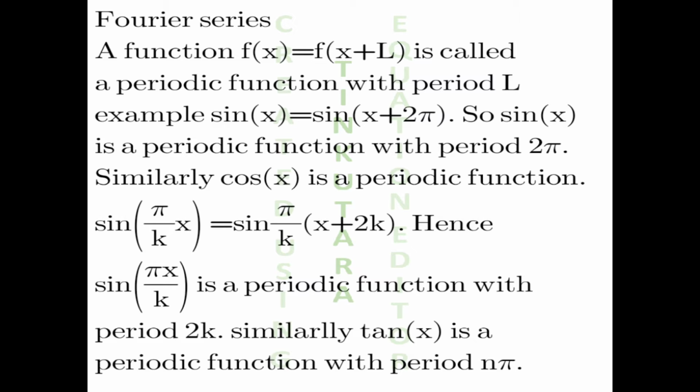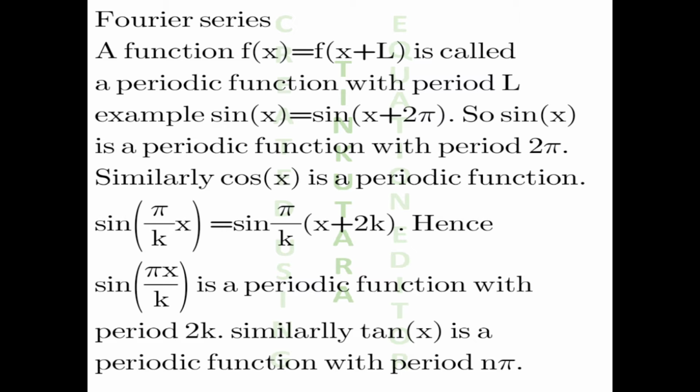For example, x is equal to 30 degrees, or x is equal to pi by 6. You may note that sin of pi by 6 is equal to sin of pi by 6 plus 2 pi. So after every interval of 2 pi, the value of the sine function repeats itself. Such functions are called periodic functions, and the length is called the period. In other words, if f of x is equal to f of x plus L, where L is any real number, then L is called the period of the function.